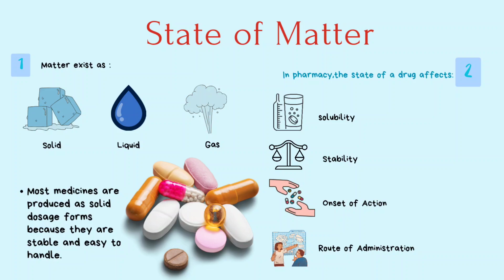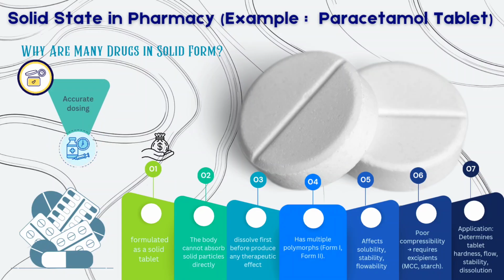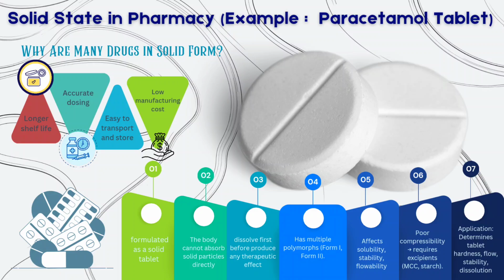Most medicine are produced as solid dosage forms because they are stable and easy to handle. For example, paracetamol is a solid tablet. Many drugs are made in solid form because they give accurate dosing, have a longer shelf life, are easy to transport and store, and have low manufacturing costs.